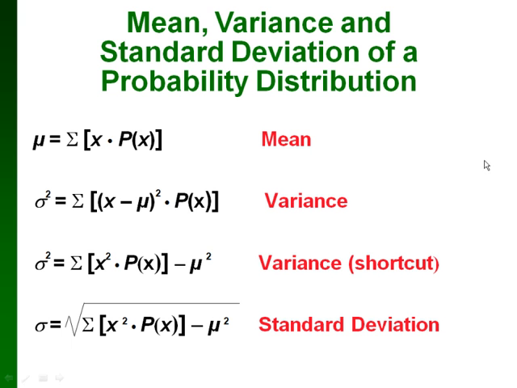Okay, some other things that we want to know if we have a probability distribution are the mean, the variance, and the standard deviation. I put these formulas on here just so that you had seen them, but honestly using the formulas this way is the hard way to do this. There are a couple of much easier ways to find these values.